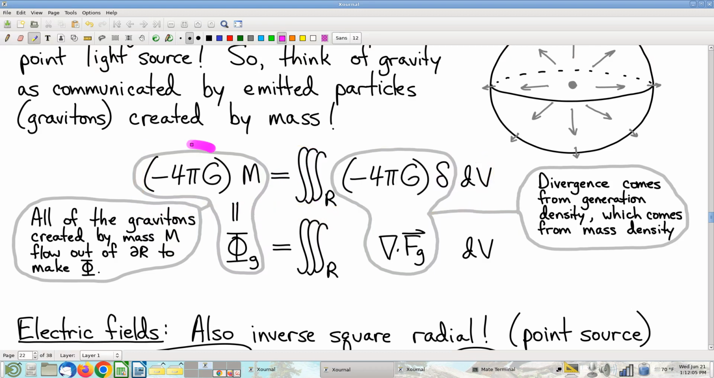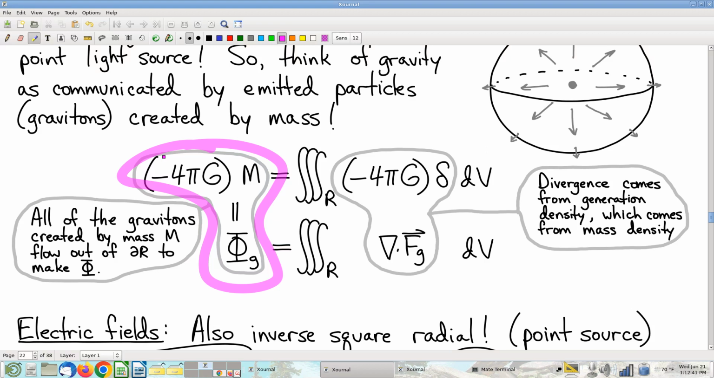Now, next, let's talk about this equation right here. Keep in mind, mass creates gravitons. If you have a surface with mass on the inside, if that mass is shooting out gravitons, how many of those gravitons will leave, passing through this surface? Well, all of them, right? There's mass in there and the graviton shoots out. It runs off to infinity. Of course it passes through and leaves the surface. It's heading to infinity, right?